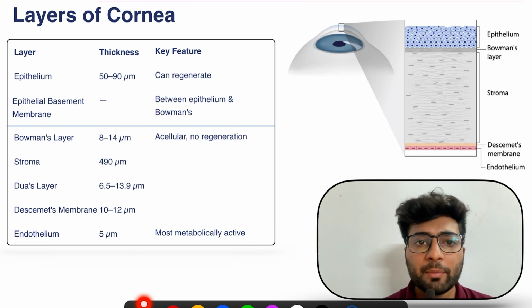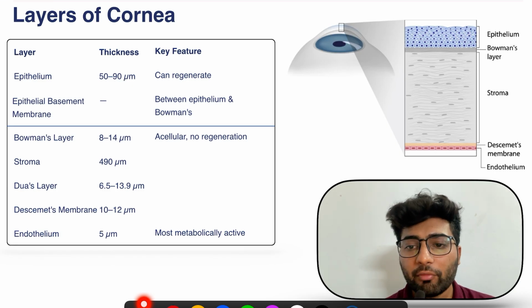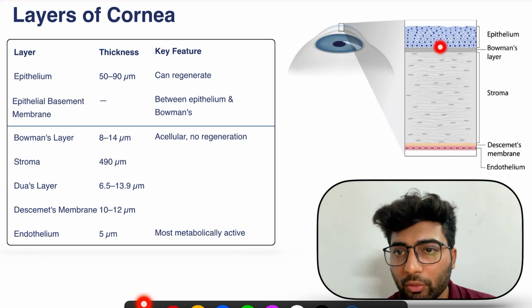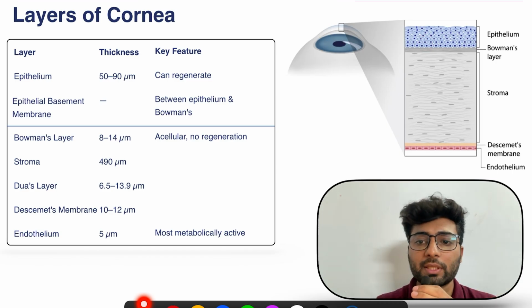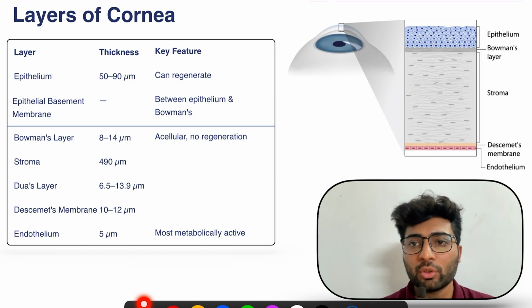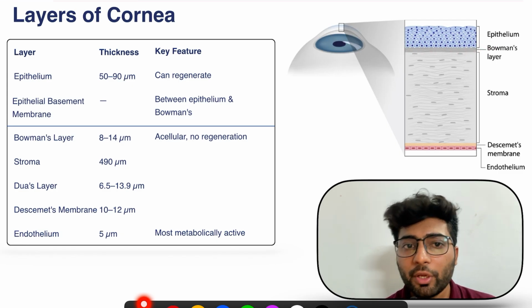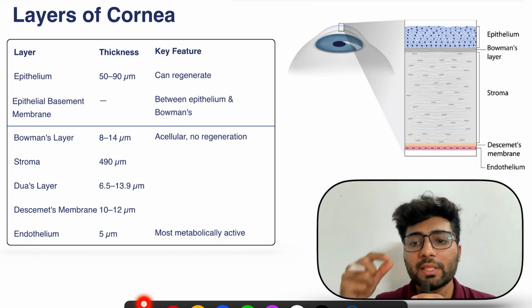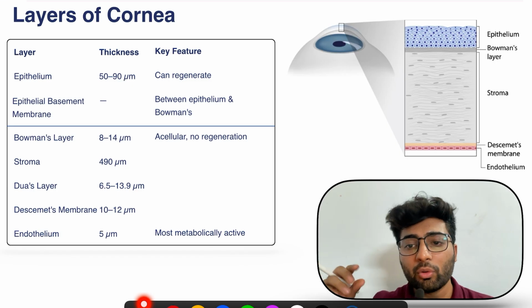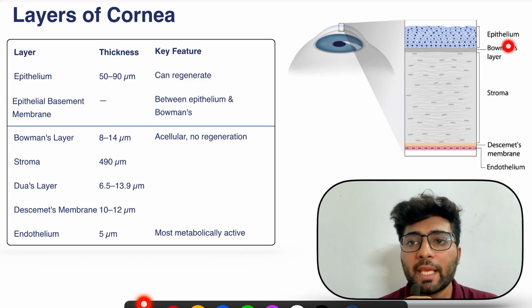See, this epithelium layer can regenerate. Why? Because the bottom layer in the epithelial layer divides by mitosis and replaces the dead cells. So this epithelium layer can regenerate. While the Bowman's layer below it is acellular, means there are no cells. If there are no cells, then who will do the mitosis and regeneration, right? The Bowman's layer is acellular.